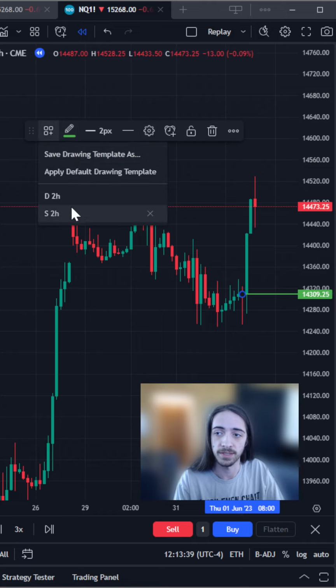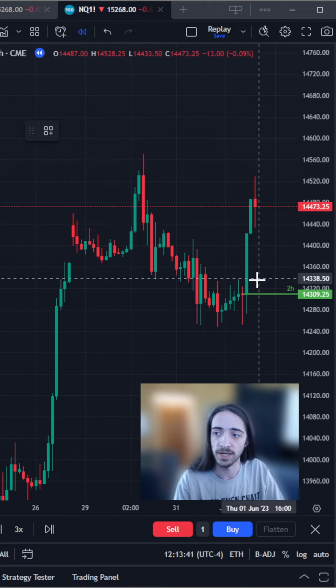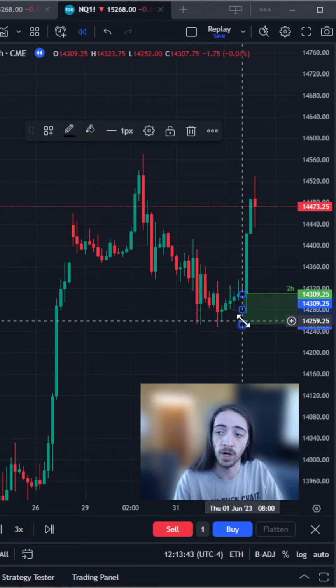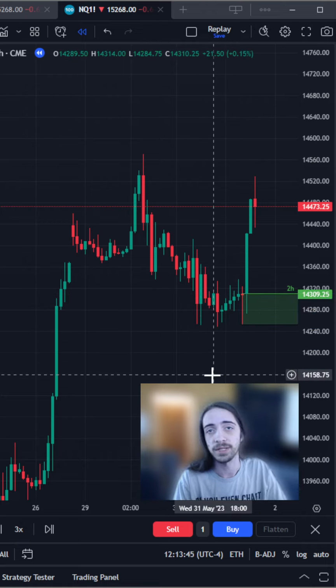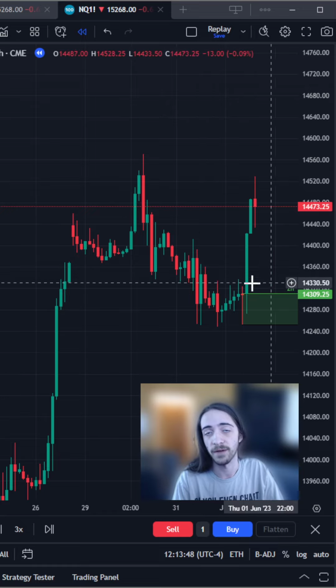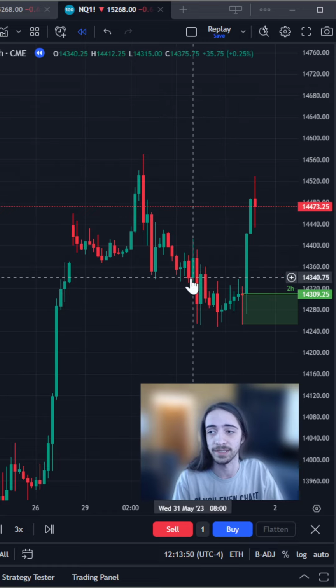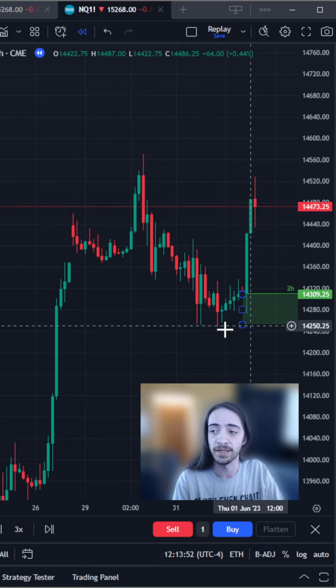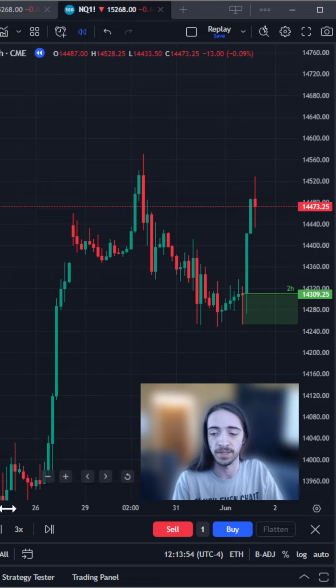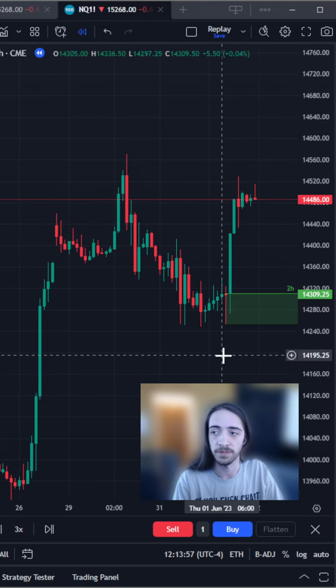So I'm going to mark this as a 2-hour, and I'm going to throw a rectangle on that so I know where our zone is. And the next time price comes into this area, I'm going to wait for confirmation to take the NASDAQ along from this area so I know where I'm entering. So let's hit play and watch it pan out.